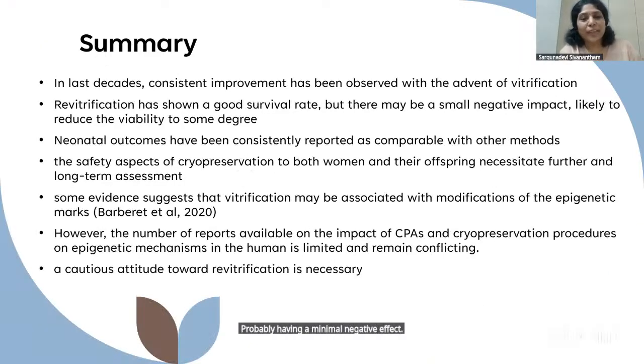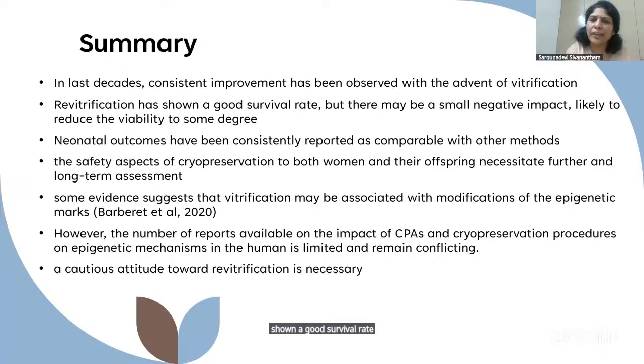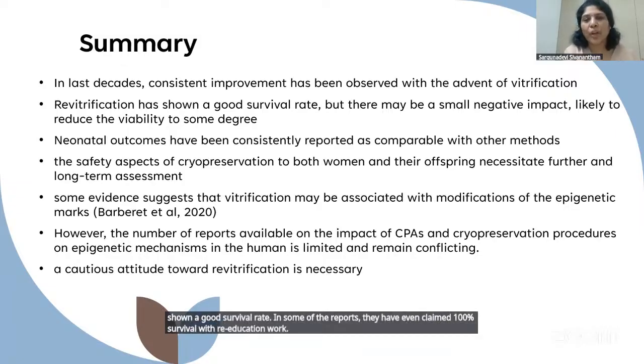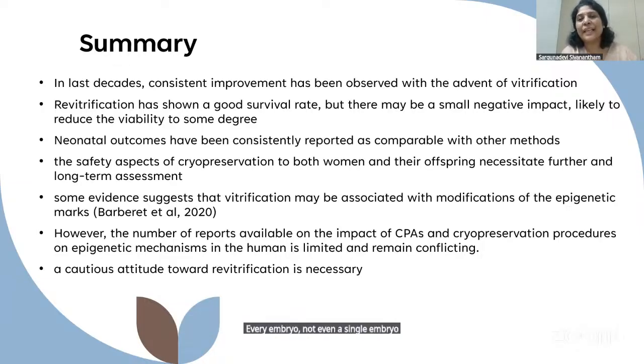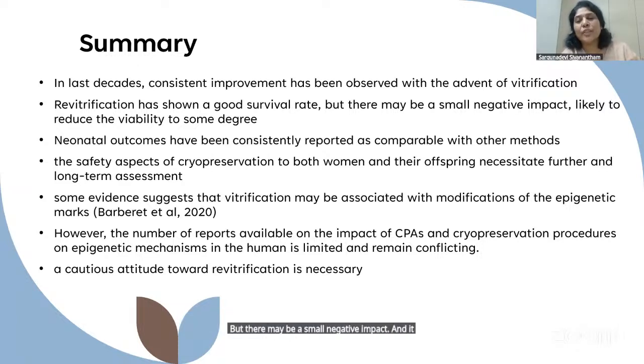So coming to the summary, we know there has been a constant improvement, a tremendous improvement observed with the advent of vitrification in the cryopreservation of oocytes and embryos. Revitrification, with all the reports we have gone through, has shown a good survival rate. In some of the reports, they have even claimed 100% survival with revitrification for every embryo, not even a single embryo lost any cell, either day 3 or day 5. But there may be a small negative impact, and it could reduce the viability to a certain extent.